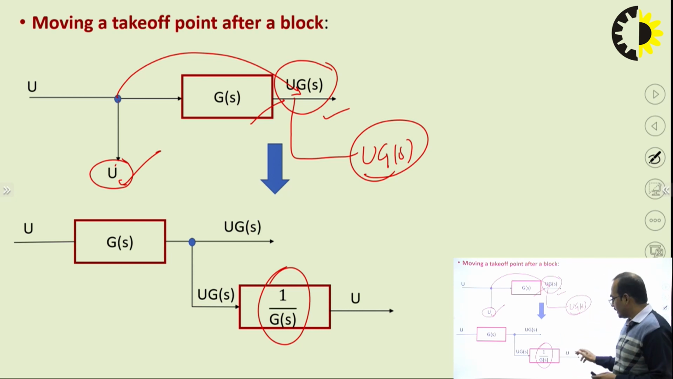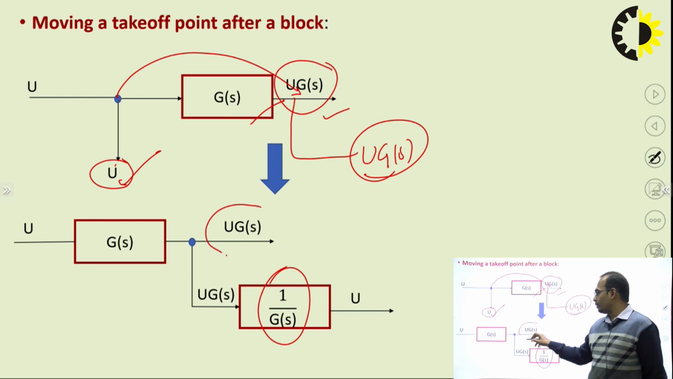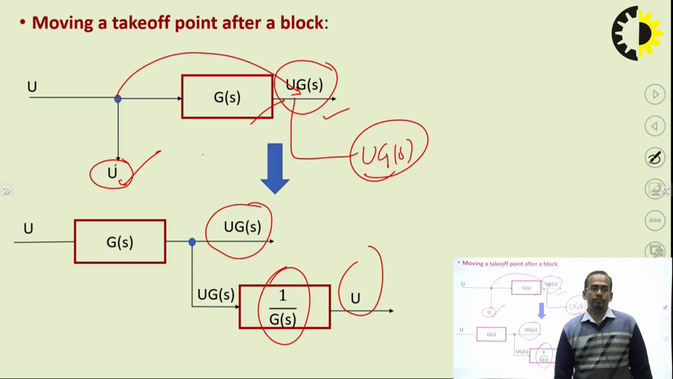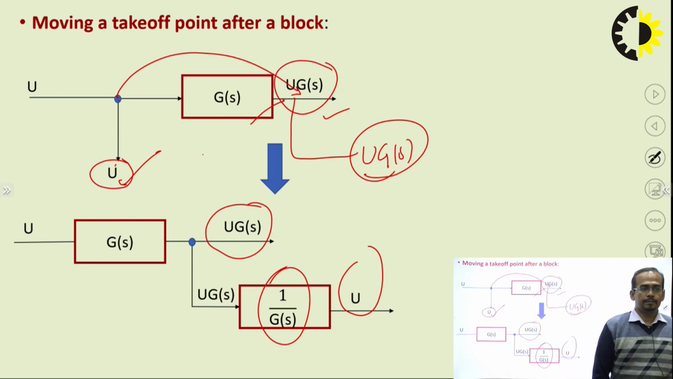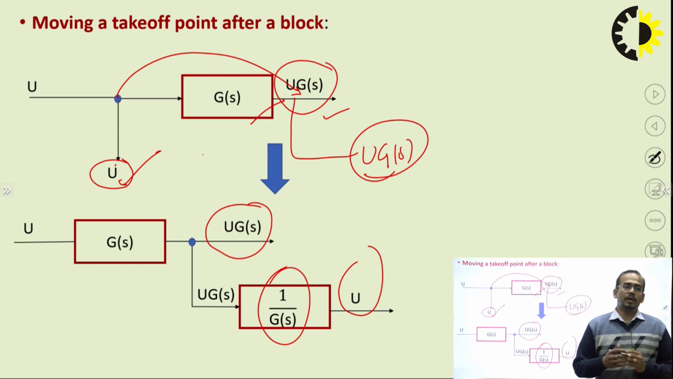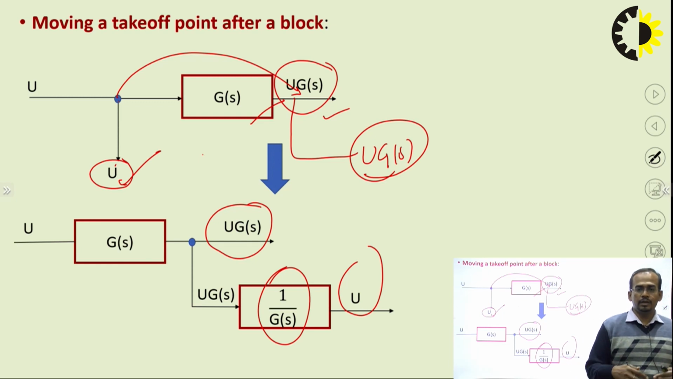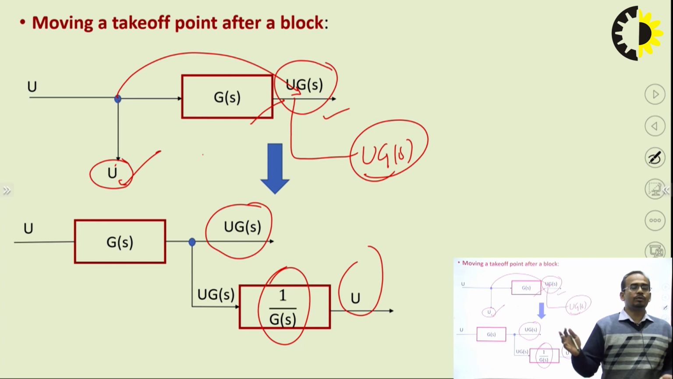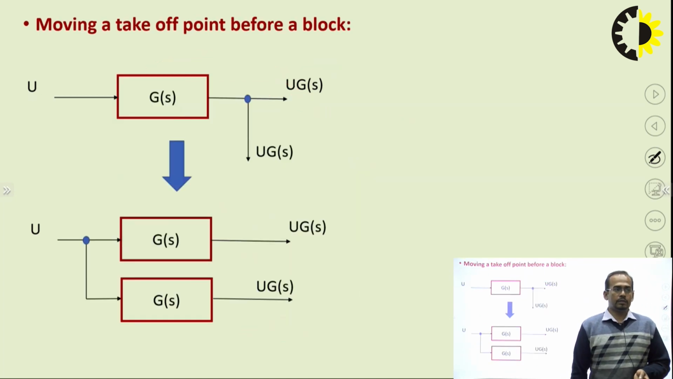So you can see here the final output is UGS, and the output of the takeoff point is U, which is of the previous system. So this is the method. If you want to move the takeoff point after the block, then you have to multiply it with the inverse of the gain of the block after which you want to move the takeoff point.